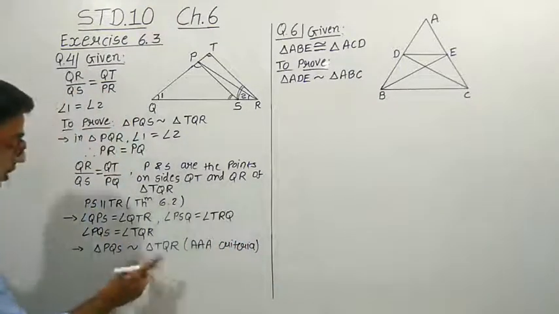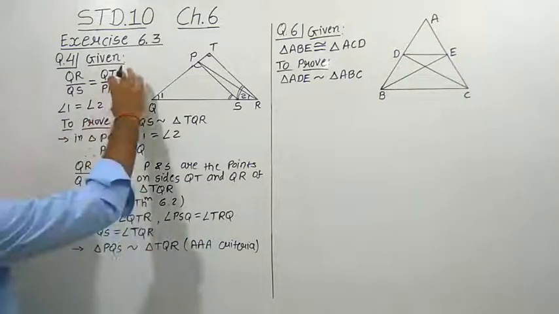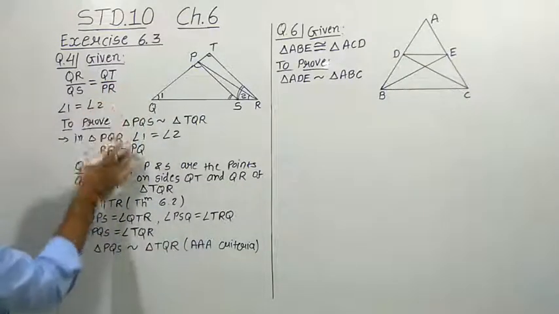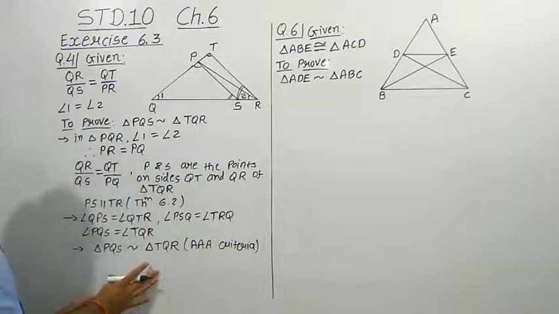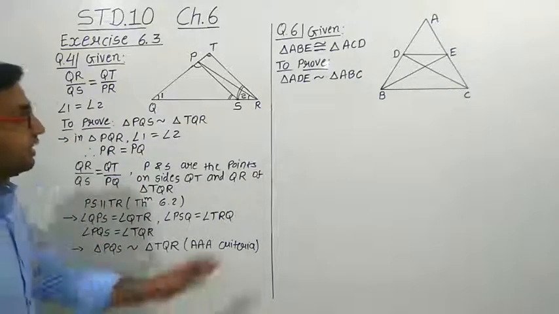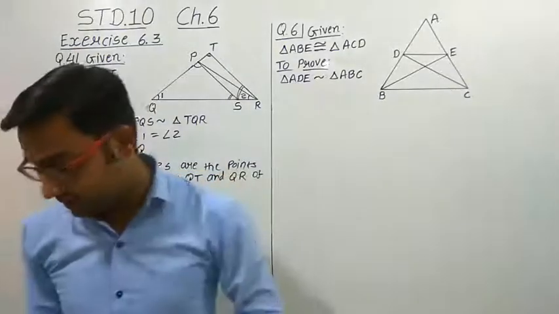So see what we have been given, what we used, how we used that thing, and how we can prove this similarity of the two triangles. Okay. Now let us study question number 6.